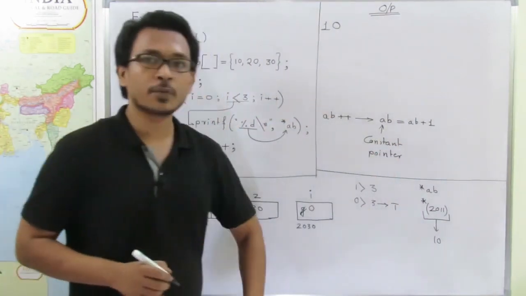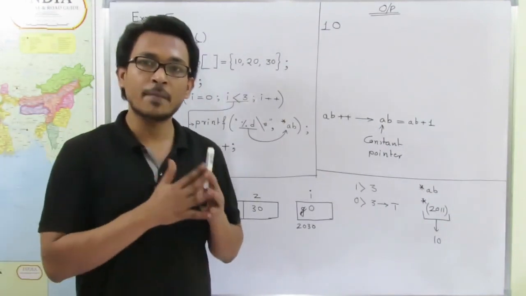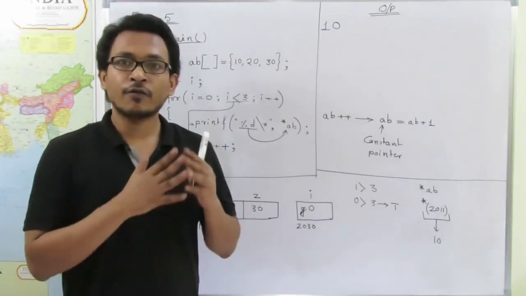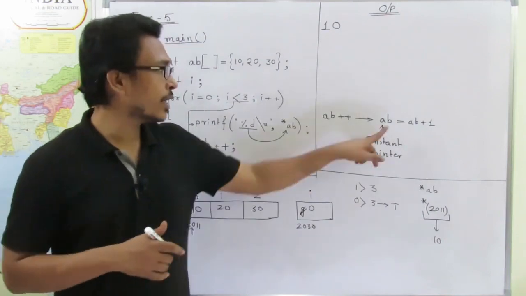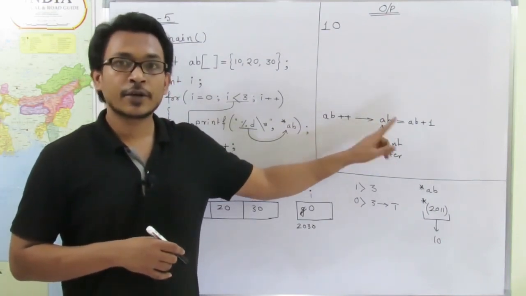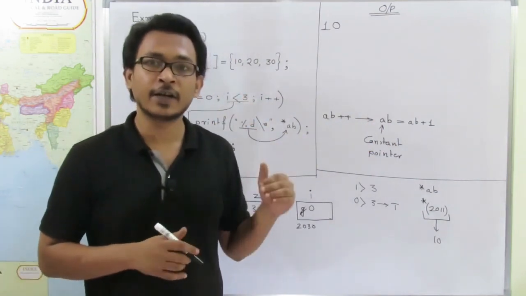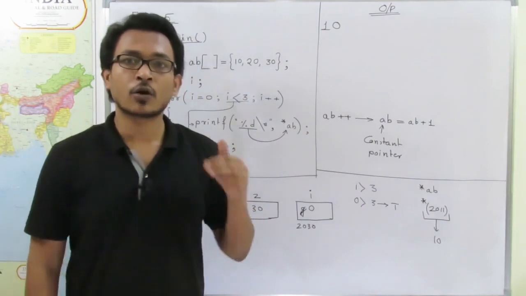What does it mean by constant pointer? Constant pointer means it is not allowed for any programmer to update the content of the array name. Now here we are updating the content of the array name. What will it give us? It will give us an error because we are trying to update a variable that is defined as constant.